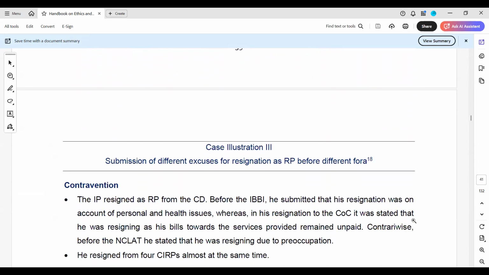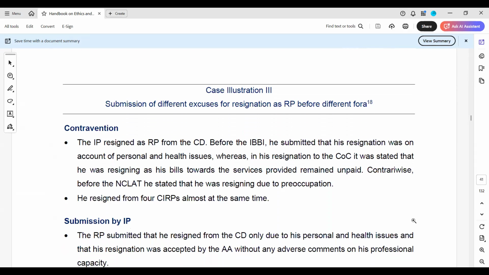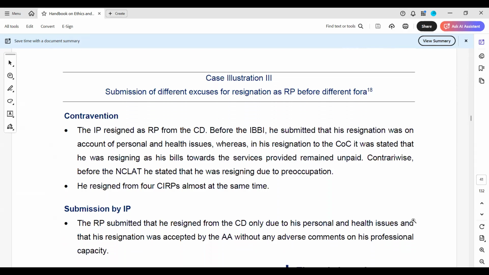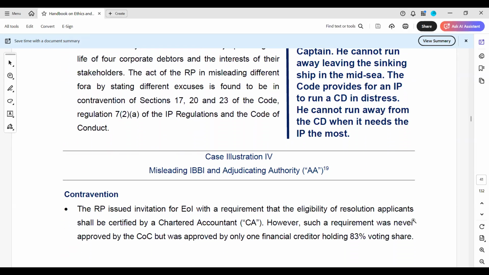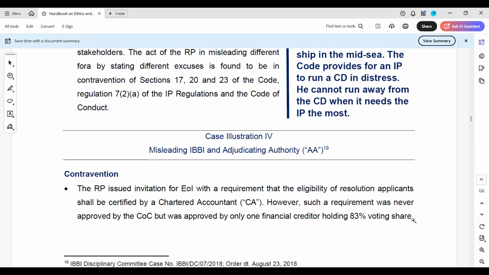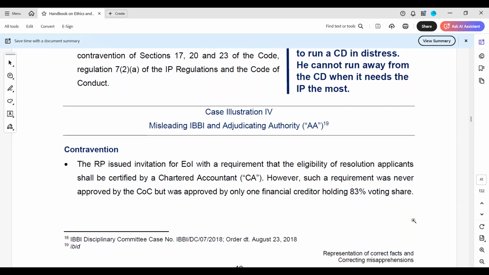Next is submission of different excuses for resignation as RP before different forums. Okay, so in this, in one place he said he has health issues, in another place he said my bills are remaining unpaid, sometimes he is saying due to preoccupation. So he is giving different excuses for resignation before different forums. Next is misleading IBBI and the adjudicating authority. Here, the RP issued an invitation for expression of interest with the requirement that the eligibility of resolution applicants shall be certified by a chartered accountant.